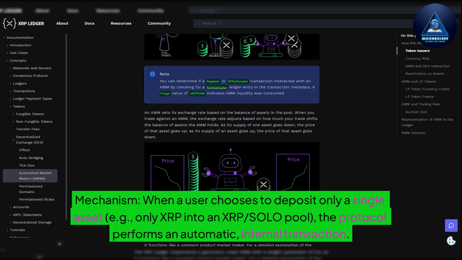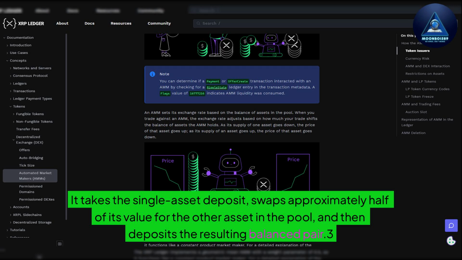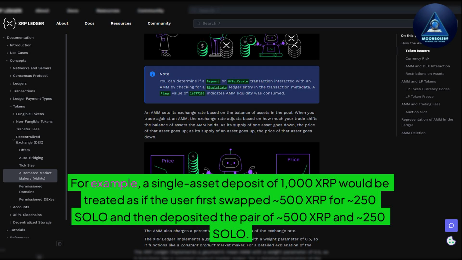Mechanism. When a user chooses to deposit only a single asset, e.g., only XRP into an XRP Solo pool, the protocol performs an automatic internal transaction. It takes the single asset deposit, swaps approximately half of its value for the other asset in the pool, and then deposits the resulting balanced pair. For example, a single asset deposit of 1,000 XRP would be treated as if the user first swapped 500 XRP for 250 Solo, and then deposited the pair of 500 XRP and 250 Solo.